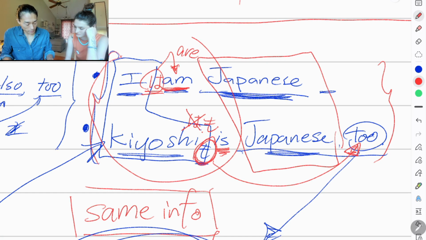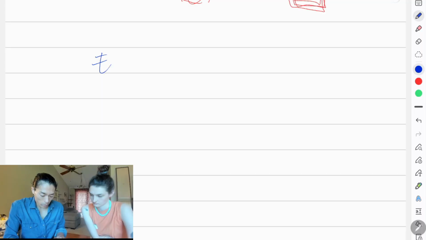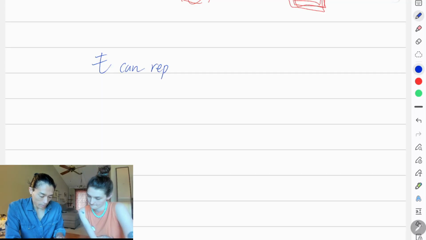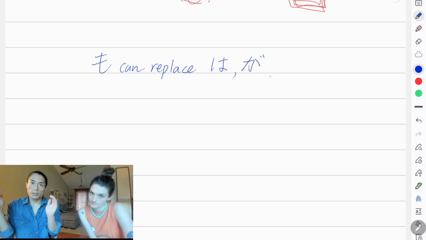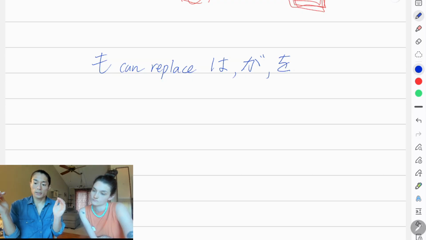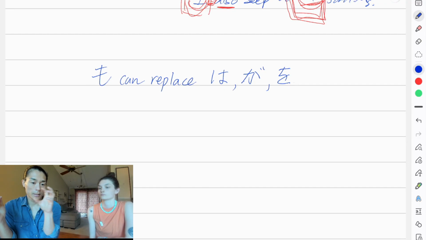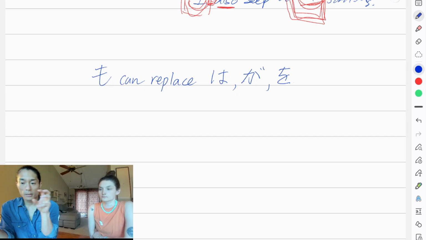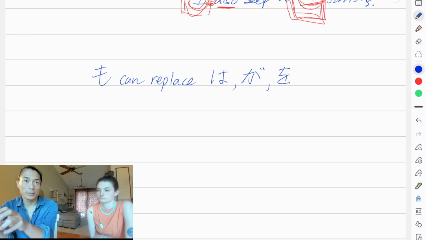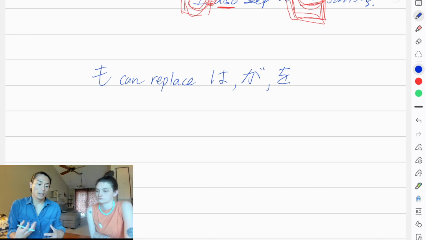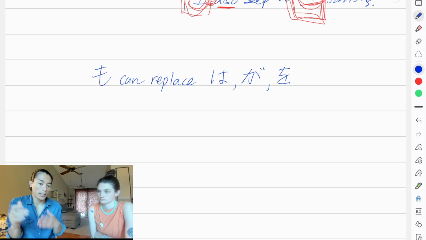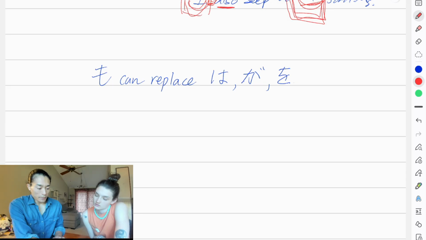And this is really important to know. This is another example of how people make mistakes. Mo can replace wa, ga, and o. The previous sentence, Kiyoshi is also Japanese. The original sentence would have been Kiyoshi wa Nihonjin. But then to put that meaning, we can replace wa because mo is flexible enough to also take over the function that, hey, Kiyoshi is the subject. So you can see here, mo can only replace these three particles.